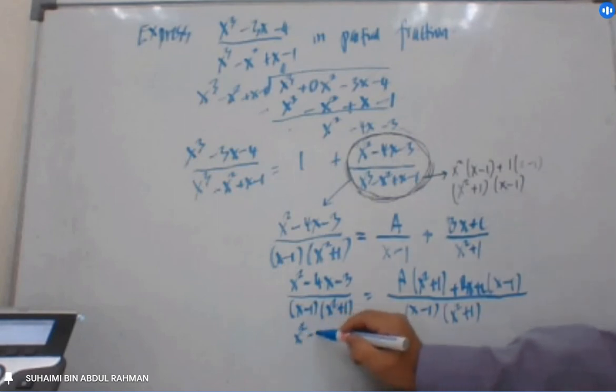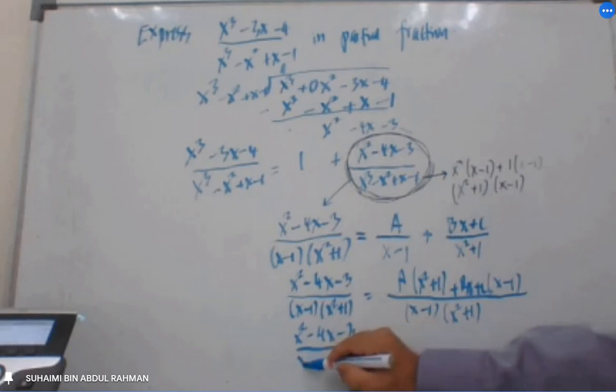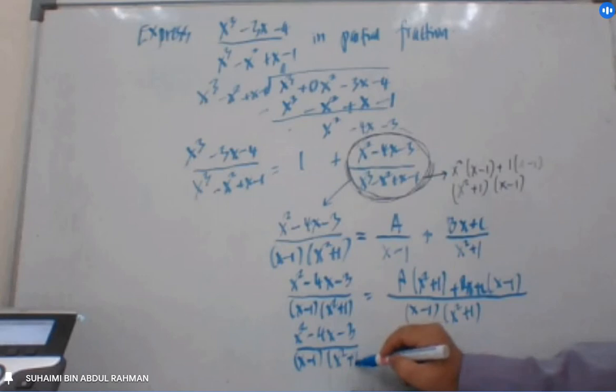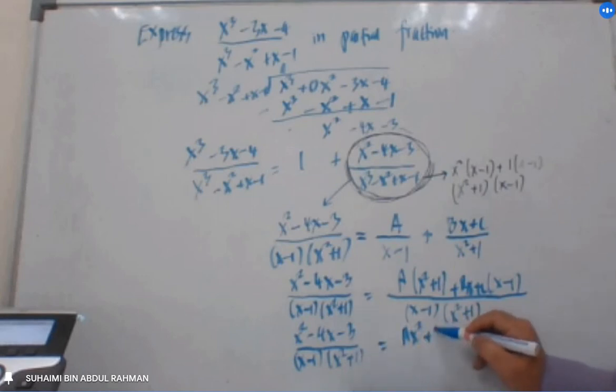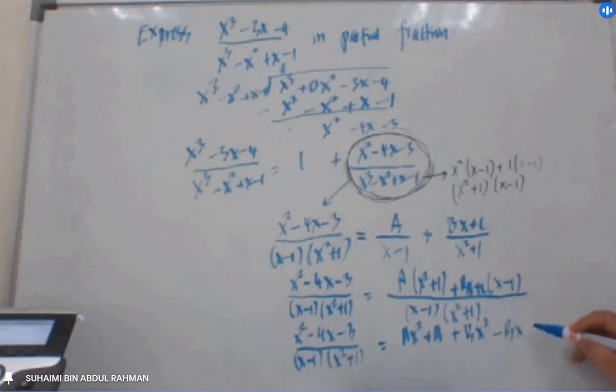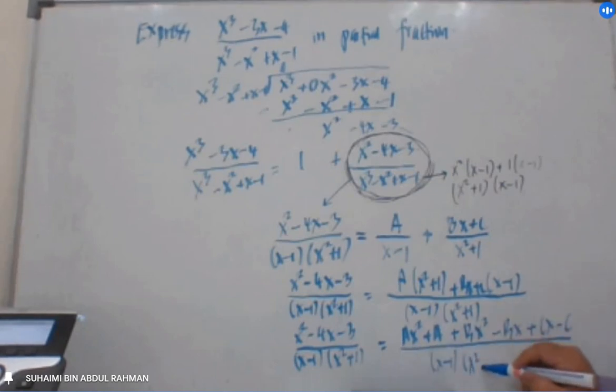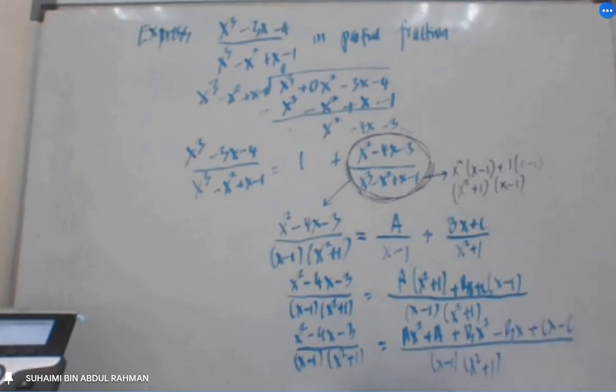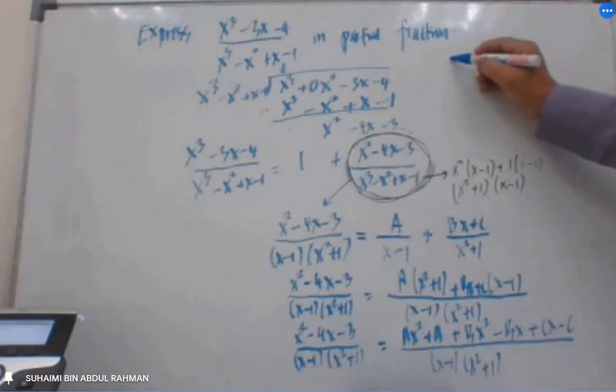So x squared minus 4x minus 3 over x minus 1 x squared plus 1 is equal to Ax squared plus A, expansions, plus Bx squared minus Bx plus Cx minus C over x minus 1 x squared plus 1. Right. Any questions so far?